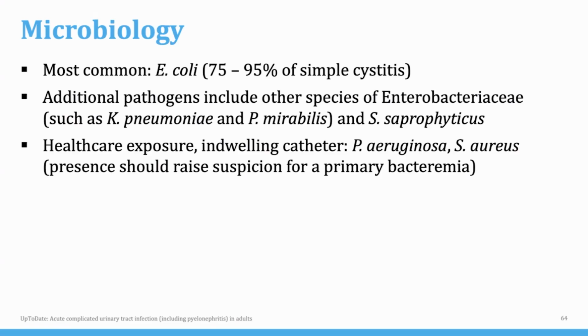Keep in mind, Staph aureus in the urine is often a complication of staph in the blood translocating to the GU tract. So you should have a low threshold to suspect a primary bacteremia and get blood cultures in these patients.